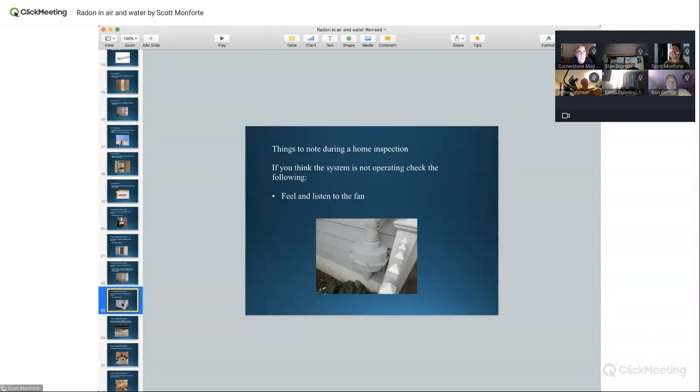Again, I tell the homeowners, if they don't think it's working, put your ear on it. Do you hear air rushing through? And they go, yeah, I do. And usually it's working, and it has something to do with the manometer.